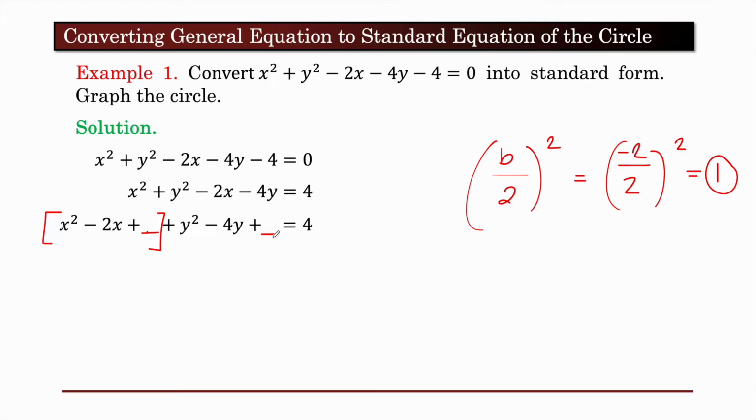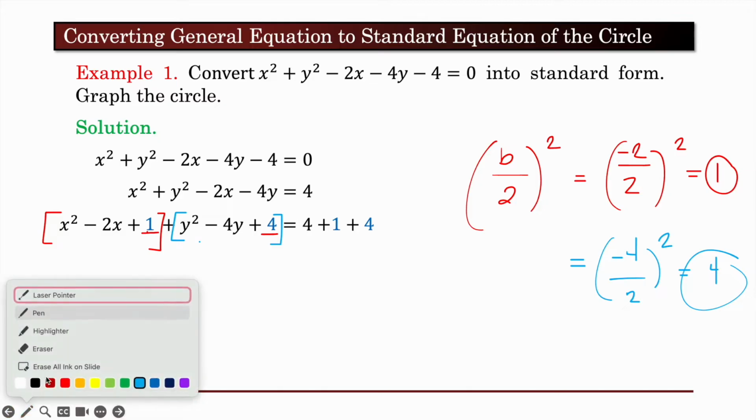On the other hand, the variable b on the y term is negative 4. So we need to substitute negative 4 for b, and then simplify, raise it to 2. Negative 4 divided by 2 is negative 2, raised to 2 is positive 4. So this will give us plus 1 and plus 4. So take note, guys, since you added 1 and 4 on the left-hand side, you have to add 1 and 4 on the right-hand side as well to make it equal. Do not forget that.